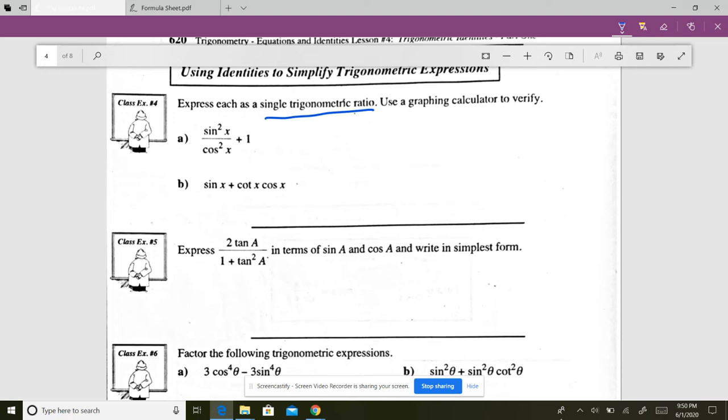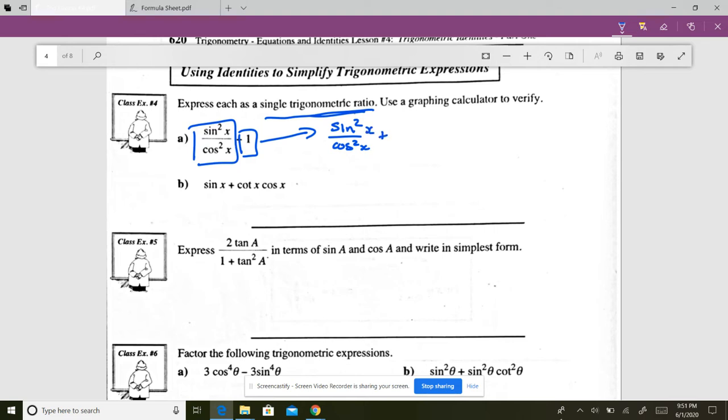So this first one, sine squared over cos squared. A couple ways to do it. First way is if you have two terms, this is one term, this is the other term, and they ask you to write it as a single trig ratio, you're going to have to put them together. So we need to add these together, and one is a fraction. To add fractions, you need a common denominator.